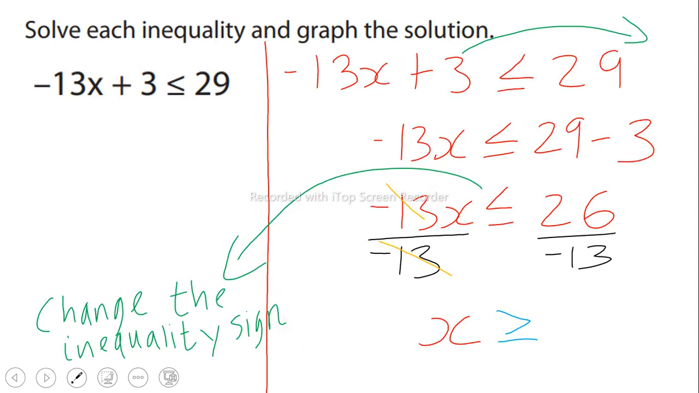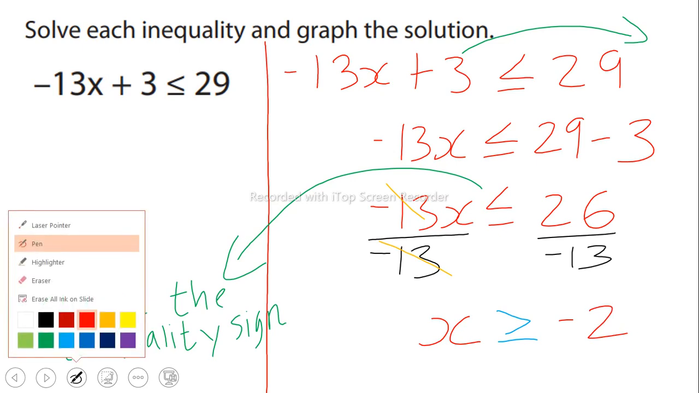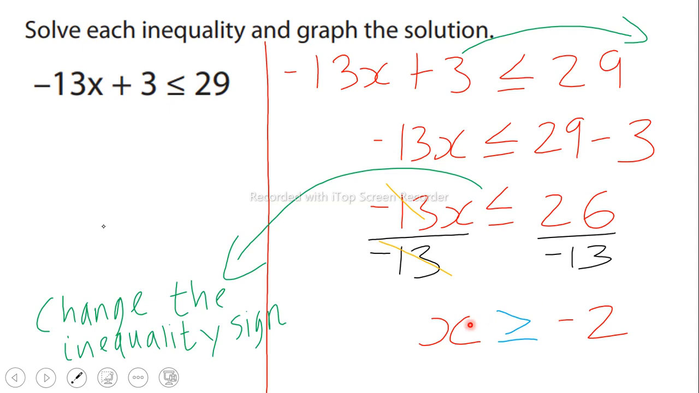So here we have x is greater than or equal to 26 divided by negative 13, which gives us what? Negative 2. So x is greater than or equal to negative 2. Now I want you all to graph it. Please graph it, and I want to see you sending in your graph. There are a lot of us here tonight, so I need to be seeing your work. Please send it.